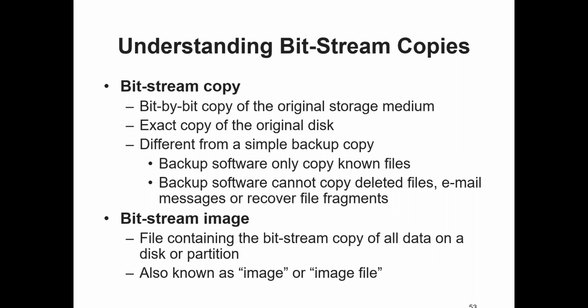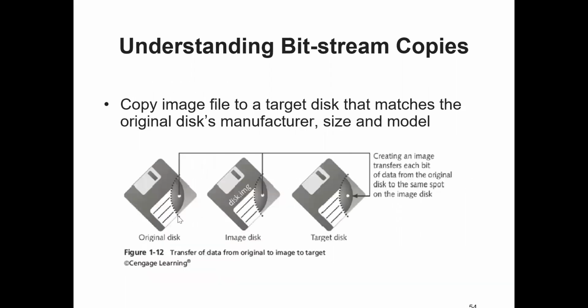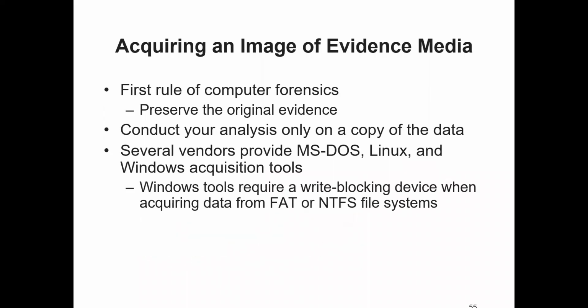Bitstream images. Here the file contains the bitstream copy of all the data. It's basically like making a photocopy of your academic documents. They have what are known as images and image files. This is an illustration. The first original disk is the first one. Look at the photocopies that it makes. Make another copy of it, another copy of it, because one copy is not enough. That one copy that you make can get damaged anytime. So you need to have different versions of this data that is saved there.